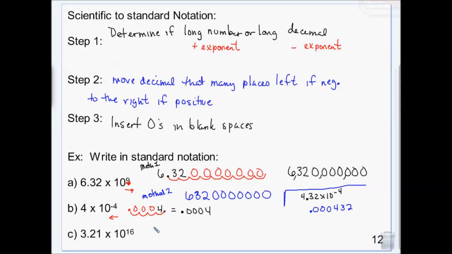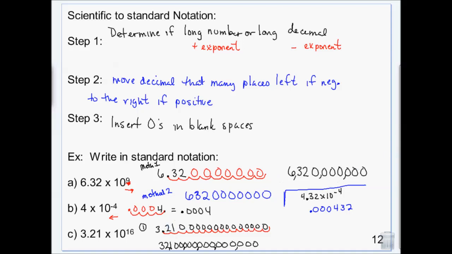Might as well be thorough. So for method 1, I have the 3.21. I'm going to move 16 places: 1, 2, 3, 4, 5, 6, 7, 8, 9, 10, 11, 12, 13, 14, 15, 16. And I'm going to put zeros in all of those empty spaces. That's going to be 14 zeros, by the way. I thought that's 16. 16 places, 14 zeros, because this is 2 of the places.